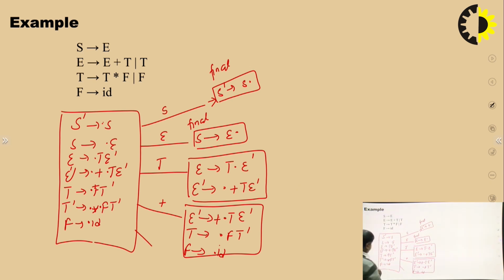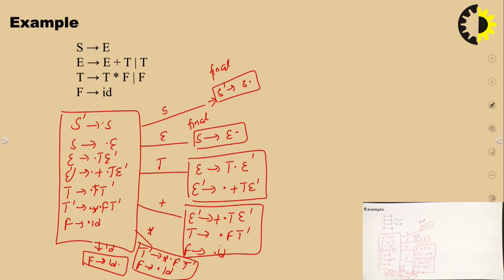Now, when we explore this production, T dash tends to star F T dash. Similarly, we write the production of the F, that is F tends to dot ID. Now, this is also explored, and we explore the last one, that is F tends to ID dot, and here is ID.